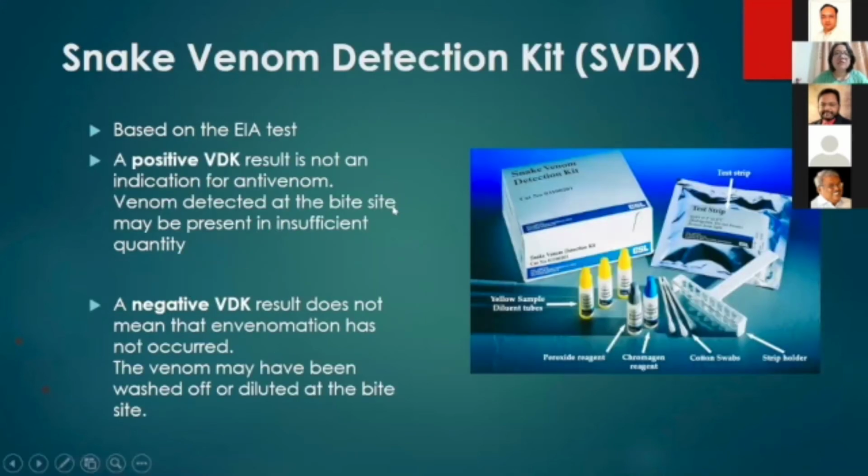And talking about the snake venom detection kits, there is a kit known as the SVDK. This particular kit is based on the EIA test. And I would like to mention one more thing here, that if the test is positive, this result is not an indication for antivenom, because the venom detected at the bite site may be present in an insufficient quantity, and even if it is negative, this does not mean that envenomation has not occurred. Because the venom may have been washed off, or it may be a bit diluted at the bite site.